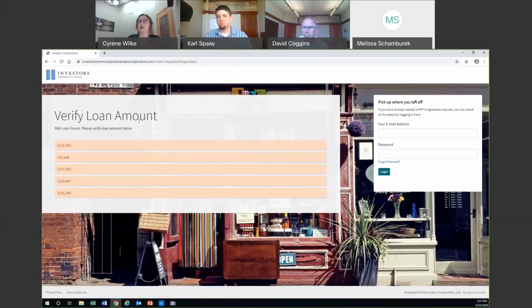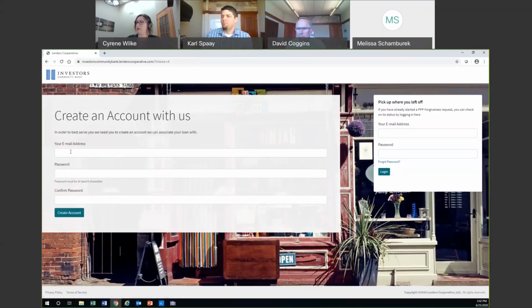So we're preloading our database with all of the information that was available from the SBA on your original loan. So this is just a verification step to ensure that you are choosing the right loan. I know this particular loan, this is the dollar amount, so I picked that loan amount.